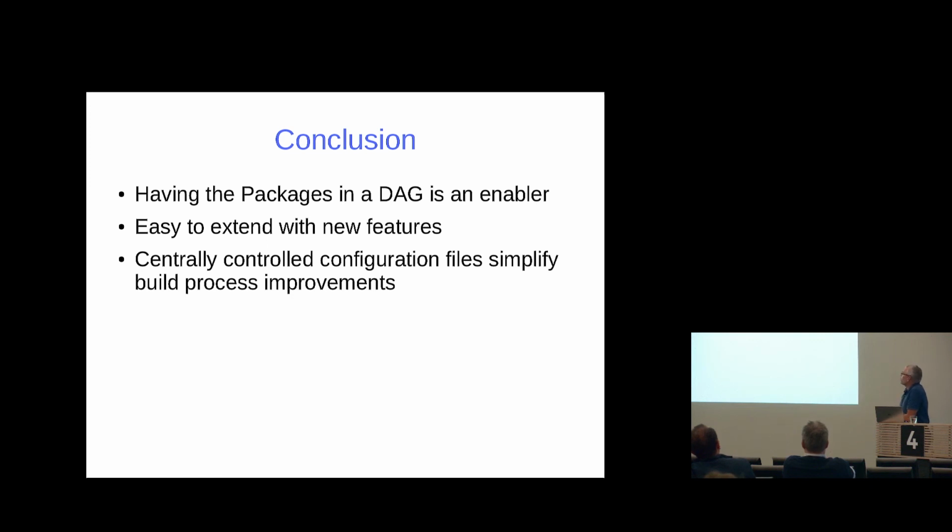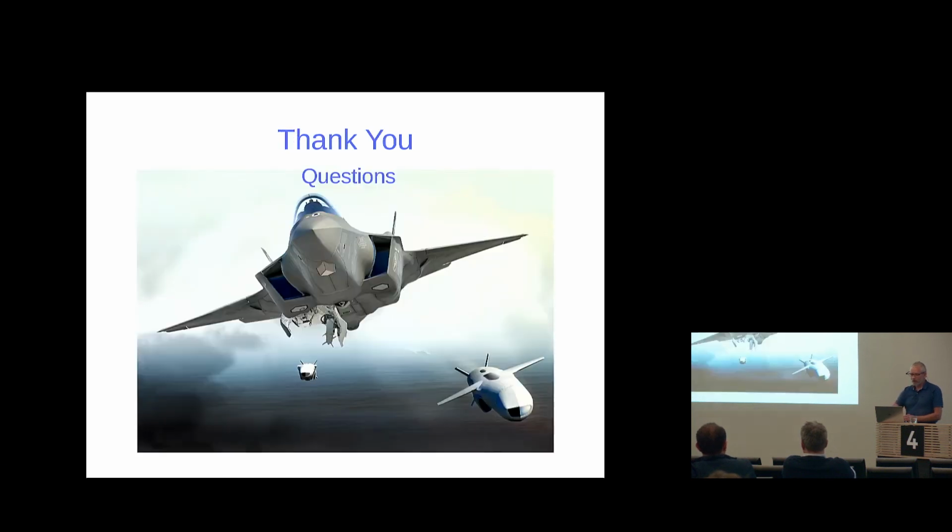And we also find that having centrally controlled configuration files simplifies build process improvement, because a build system is not static. It's not something you can say, I'm done. There's always a way to improve the build process. More parallelity, where to put the header files, fewer -I directives and things like that. But if that is distributed into hundreds of build description files, it's more or less impossible to improve the build process. Thank you.